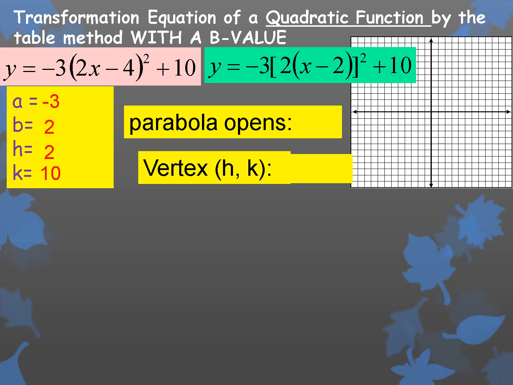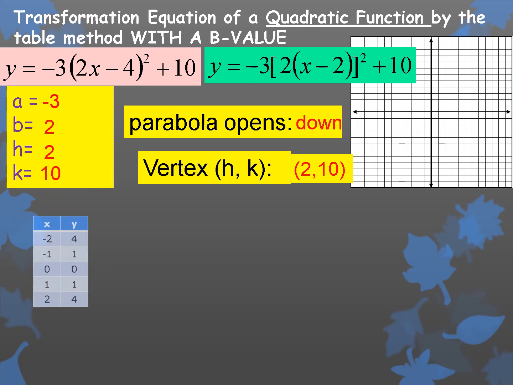I know my parabola is going to open down because a is negative. My vertex, well, remember, you can't get your vertex until you factor out that b. That's another reason why we do it. Your vertex is 2, 10. It's your h and your k.